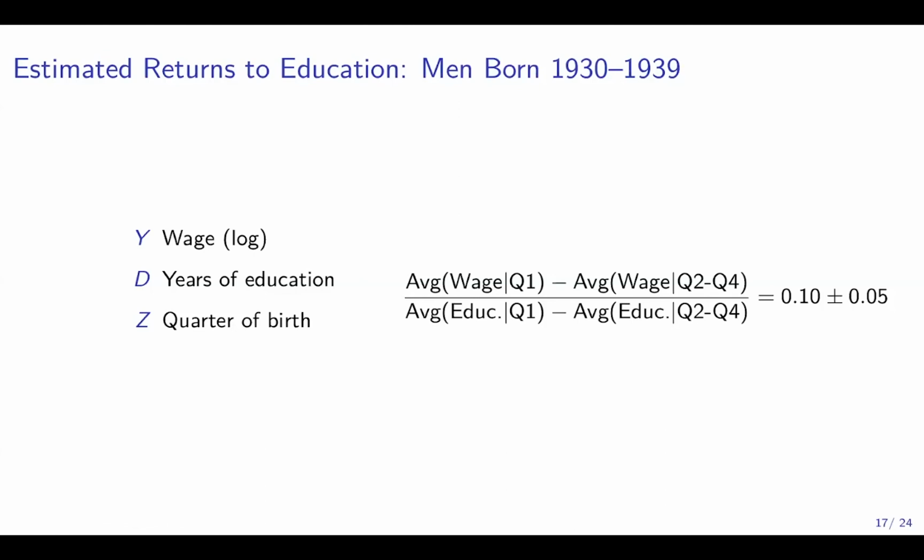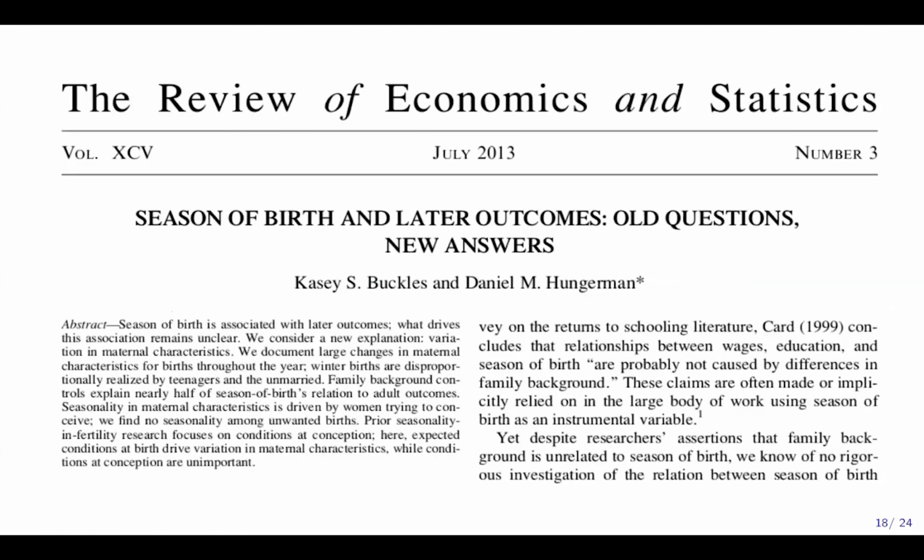Well, I promised to discuss 3 papers in this talk, but now it's time for a special surprise bonus 4th paper. About 7 years ago, Buckles and Hungerman revisited this quarter of birth instrument. They looked at a US data set that includes information on both birth dates and family background, in particular, characteristics of a child's mother. In the years since 1991, which is when Angrist and Kruger published their original paper, there have been many, many studies using season of birth as an instrumental variable, more than 20, in fact.